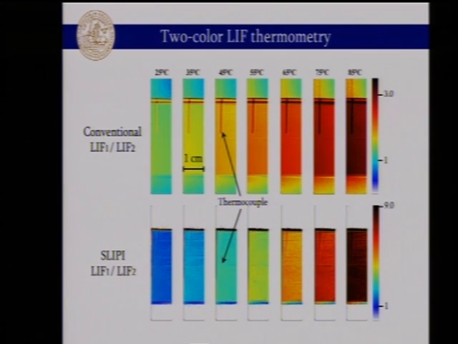You don't see as much the thermocouple anymore, but the big difference is the sensitivity. Here we go from 1 to 3 in a ratio, from 25 to 85 degrees, while here we're going from 1 to 9. So of course the conventional is still working, but the SLIPI approach is giving a better sensitivity.